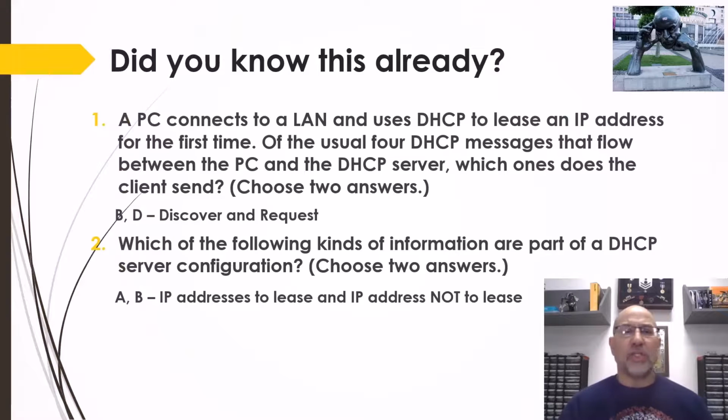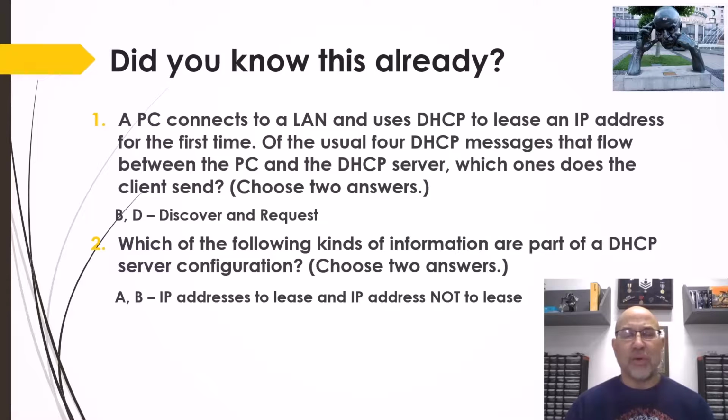All right, our Did You Know This Already quiz. Question number 1. A PC connects to a LAN and uses DHCP to lease an address for the first time. Of the usual 4 DHCP messages that flow between the PC and the server, which ones does the client send? Well, we know that right off the bat. It's the discover and then the request after the server comes up with an offer.